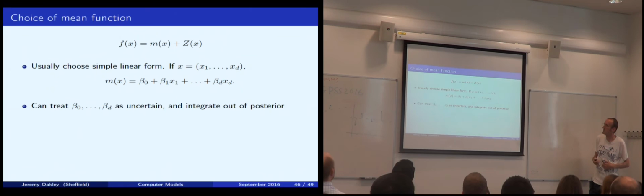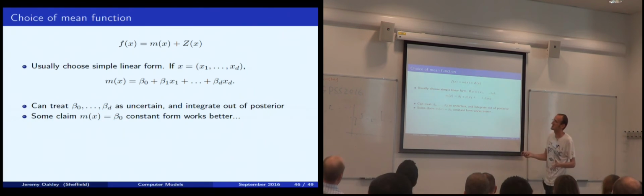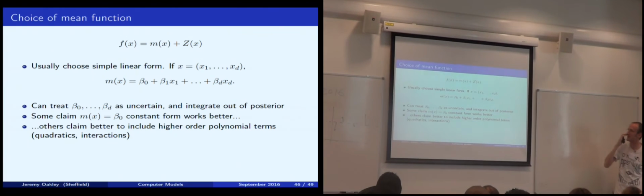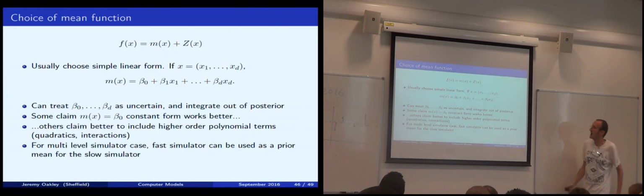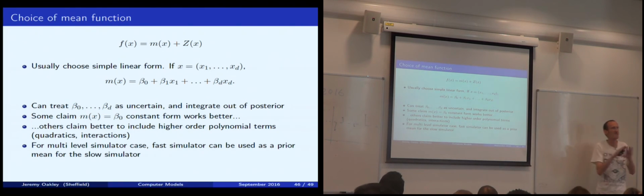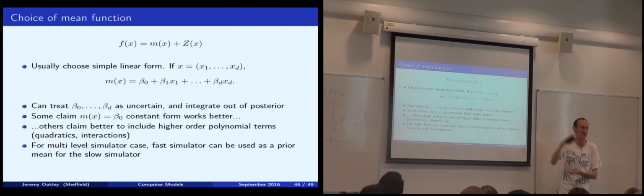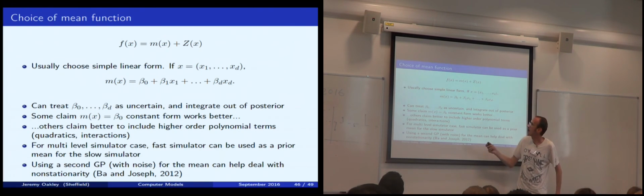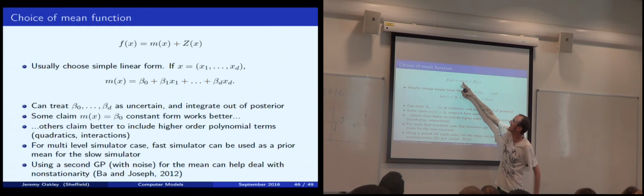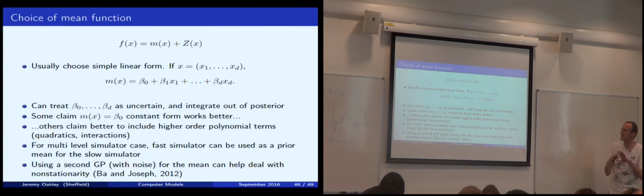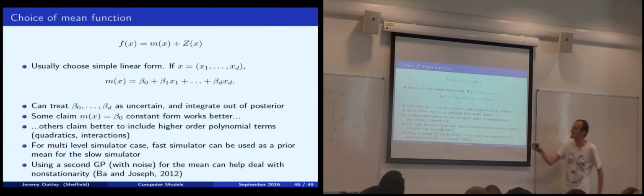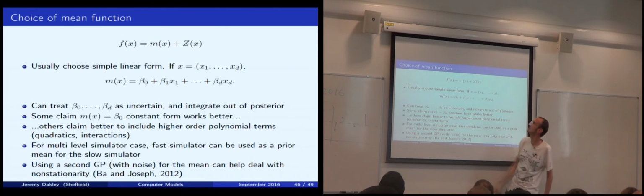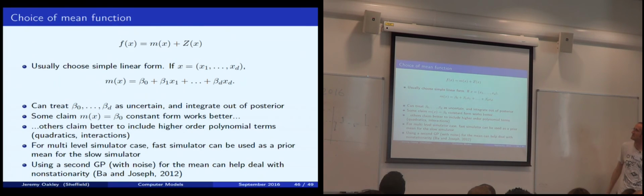In practice, we tend to use quite a simple linear form. We can deal with all these betas analytically, so that's not really changing the model itself. Some people prefer a constant mean anyway, and then you'll hear later, sometimes it's best to work with even higher order polynomial terms. Sometimes we've got more than one simulator. So you might have a fast simulator that you can run quickly, as well as a slow simulator. So you might use your fast simulator as the prior mean, so you can build in information from multiple sources. Other people will use another GP for the mean function, perhaps something with noise, a bit smoother, which can pick out non-stationarity. That's again equivalent to having a more complex covariance kernel in your Gaussian process. And I think you'll hear about that more in Nicolas' talk.